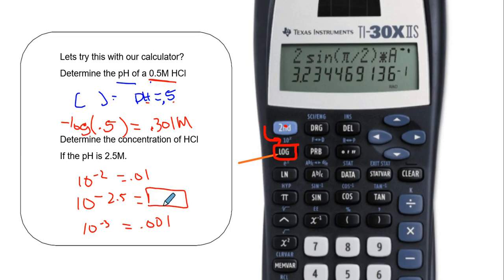second log negative 2.5 equals 0.003. And of course it's not right in the middle because it's not linear. And 0.003 moles per liter. So a couple different examples.